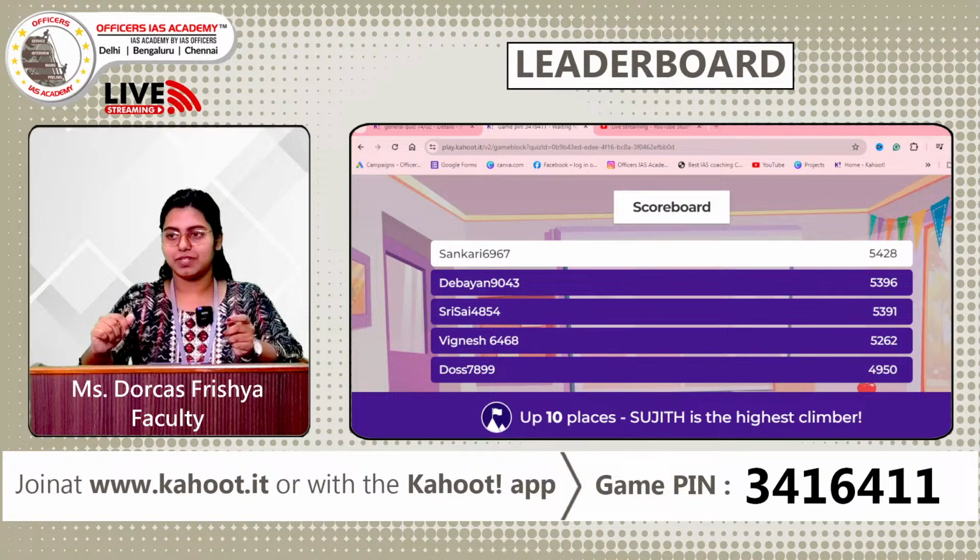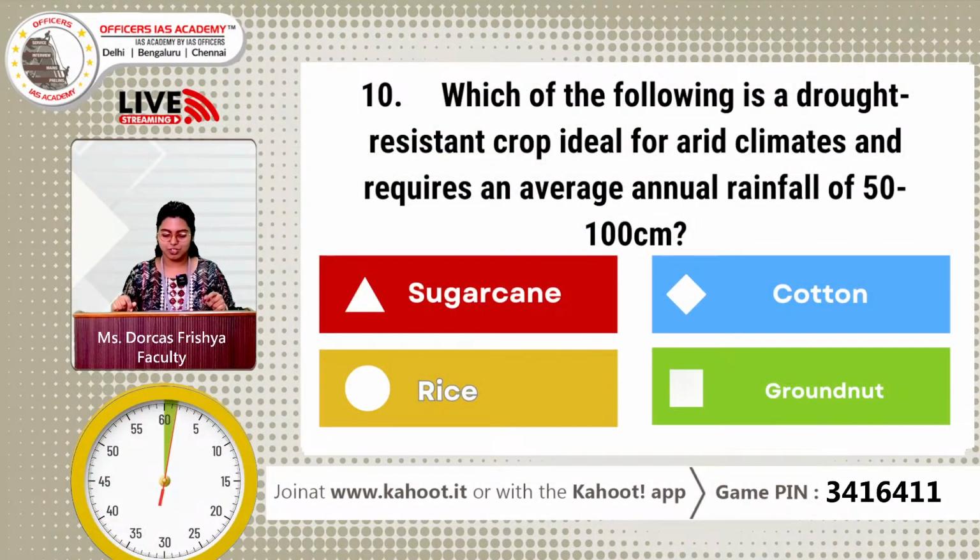Okay, so let's move forward. Let's look at question number 10. Question number 10 on your screen. Which of the following is a drought resistant crop ideal for arid climates and requires an average annual rainfall of 50 to 100 centimeter? Option A, sugarcane. B, cotton. C, rice, and D, groundnut.